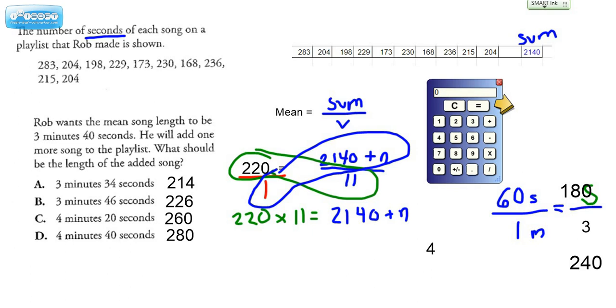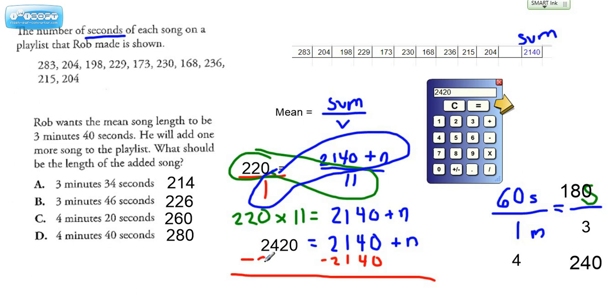All right, so the next step is to simplify this. 220 times 11. And we get this number. And that's going to equal 2,140 plus some number. What's the opposite of add 2,140 to a number? Well, the opposite is to subtract 2,140 from a number. We're going to do that to both sides of the equation. We're going to subtract 2,140 from both sides to keep it balanced.